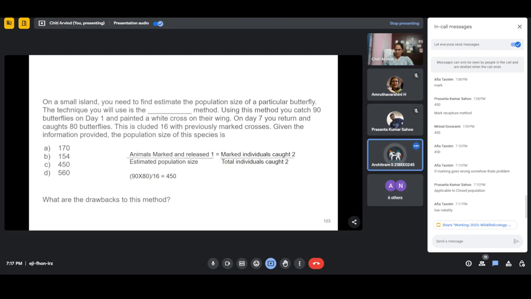Population is very less in the nature. Population is very less. Okay, let's look at the equation. Is it directly proportionate or inversely proportionate? Estimated population size and marked individuals caught in the second instance.